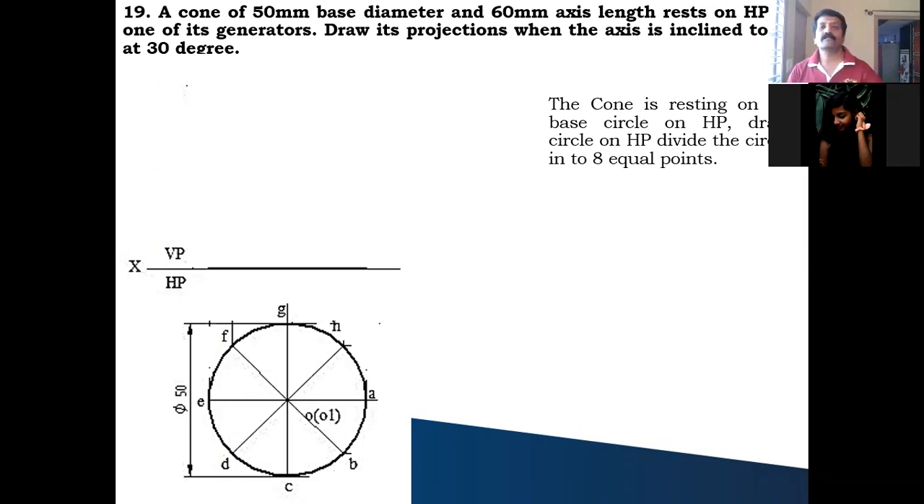Draw its position when the axis is inclined to VP at 30 degrees. So the axis inclination he has given. This is the true inclination itself he has given. We'll see at the end.